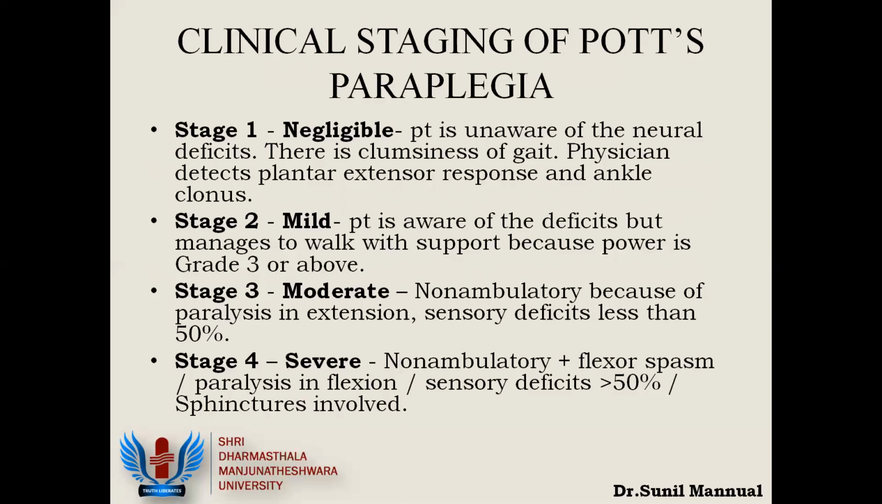In stage 2, it's a mild kind of involvement where the patient is aware of deficits, but he can still walk. That's because he's got more than grade 3 power. Grade 3 is anti-gravity muscles. So as long as your anti-gravity muscles are working, you can walk. Stage 3, it is moderate, where the patient becomes paralyzed with power less than grade 3, and there is also sensory deficits of less than 50%.